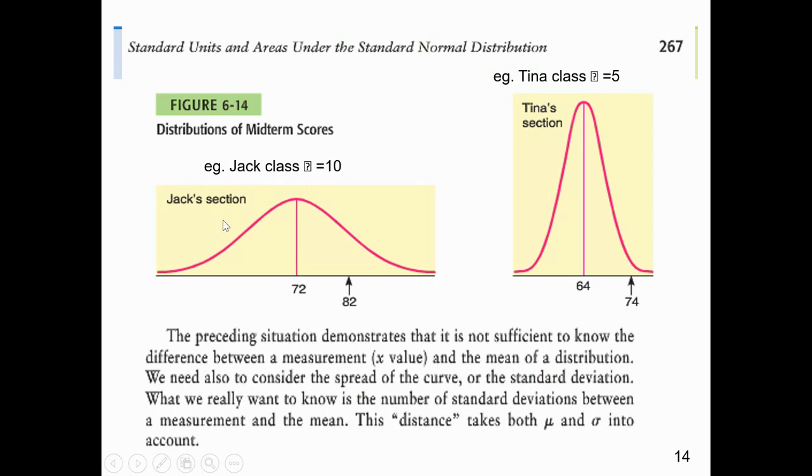All right, here's a graph of Jack's scores. Here's the mean. Here's Jack's score. Now notice Tina's scores. The bell curve here is more compressed. It's more compact. All right, here's the mean, 64. Here's her score, 74. All right. The preceding situation demonstrates that it's not sufficient to know the difference between a measurement and the mean of it. We need to consider the spread of the curve. Notice these scores are more compact. What this is indicating is that the standard deviation is greater here. The curve is fatter, so to speak, where this curve here is narrower. Scores in Tina's class don't vary as much as they did in Jack's.